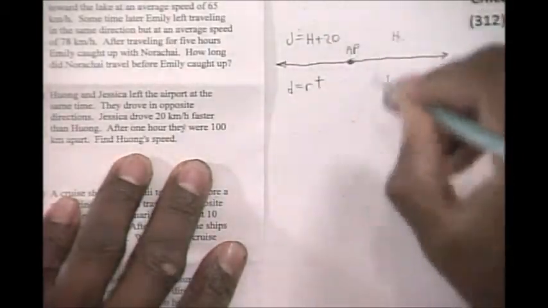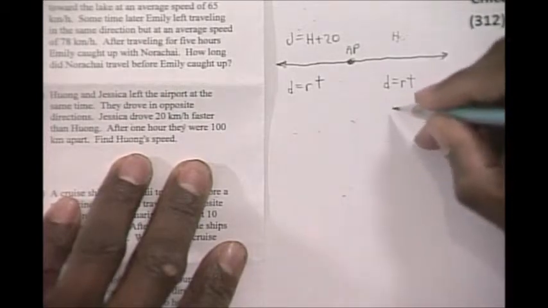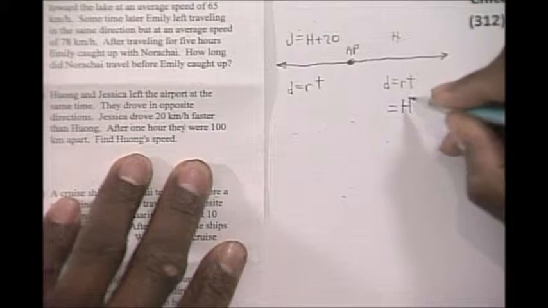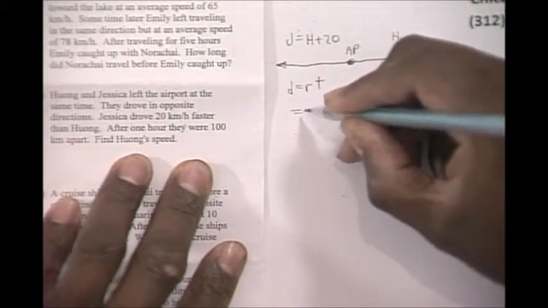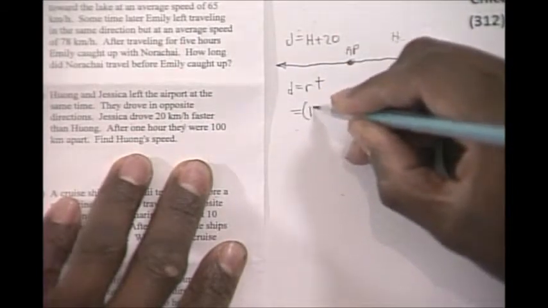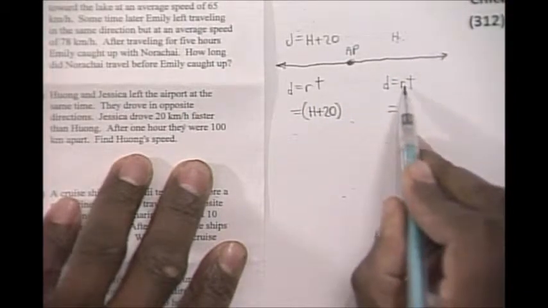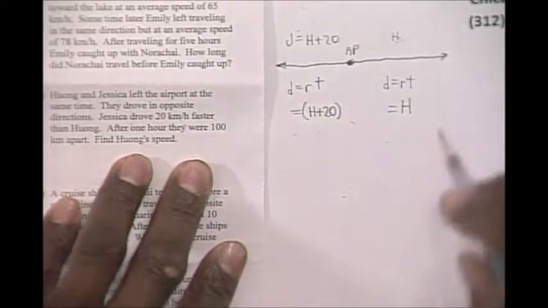Now those are the rates. Kilometers per hour, those are rates. So let's substitute that. The rate for Hong, let's just call that H. And the rate for Jessica, that's H plus 20. Distance is equal to rate times time, and I substituted rates each time.